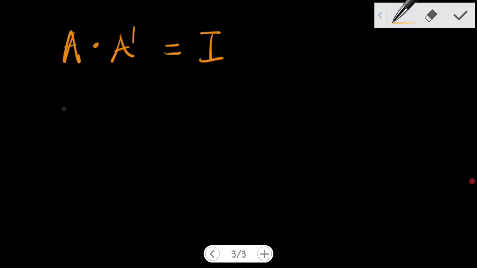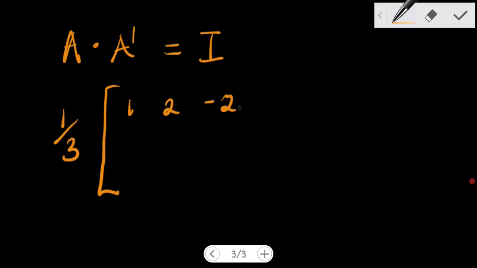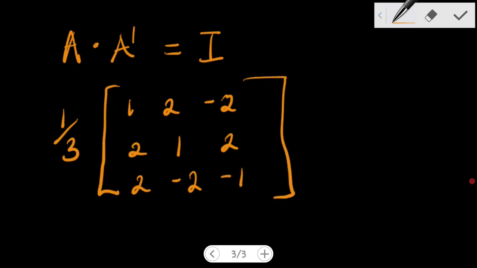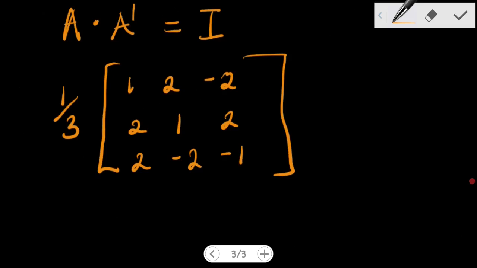Let me use an example right now. If my original matrix is 1 out of 3 scalar, then I'm having 1, 2, negative 2, 2, 1, 2, 2, negative 2, negative 1. How will I know that this matrix is orthogonal? If its transpose multiplied by the original gives me an identity. So this one becomes an orthogonal matrix.